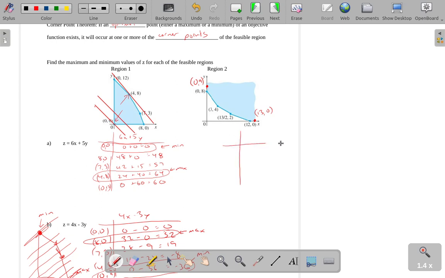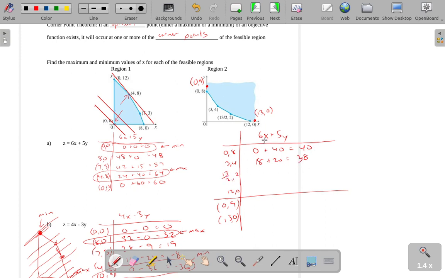So let's just do the same thing here. First off, I'll go 0, 8, 3, 4, 13 halves, 2, and 12, 0. And then I'll test my two non-corner points, 0, 9 and 13, 0. I'm testing those separately just to remind myself that if my biggest or smallest values occur down here, these were not corner points. Alright, and then my objective function was 6x plus 5y. So for the first one, I get 0 plus 40, which is 40. Then I get 18 plus 20, which is 38.